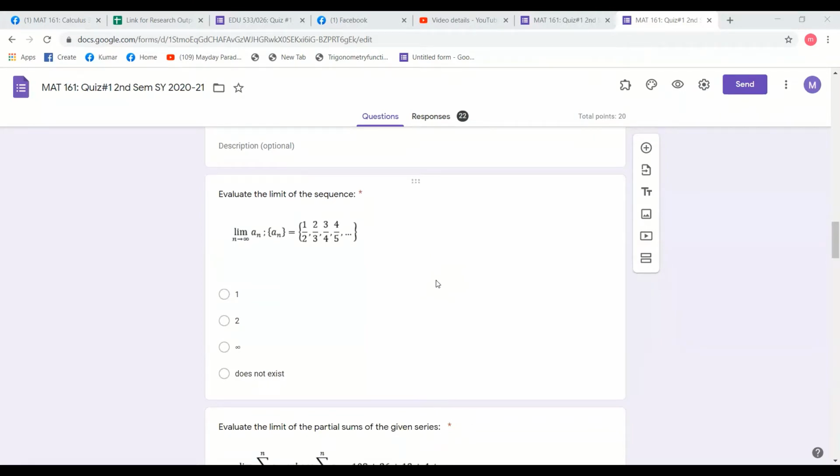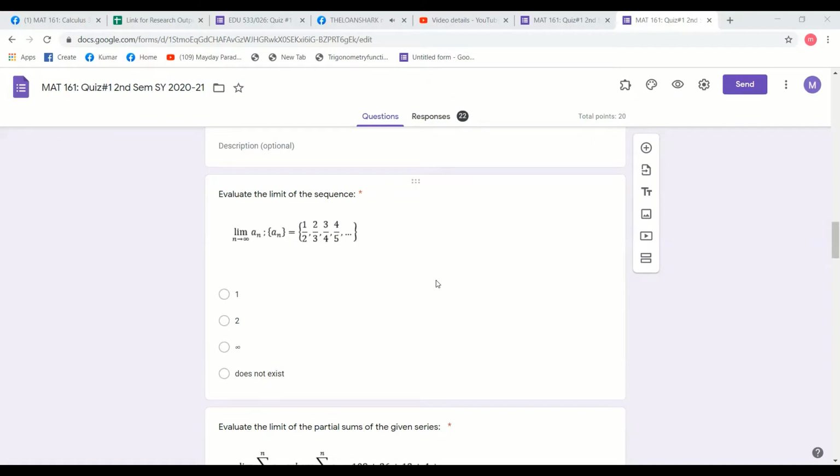Evaluate the limit of the sequence as n approaches infinity, where a sub n is defined by this sequence: 1/2, 2/3, 3/4, 4/5. So if we continue this one, this will be 5/6, 6/7, and so on, 100 over 101. If we expand this one, as n approaches infinity, this will approach 1. So therefore, the answer here is 1.